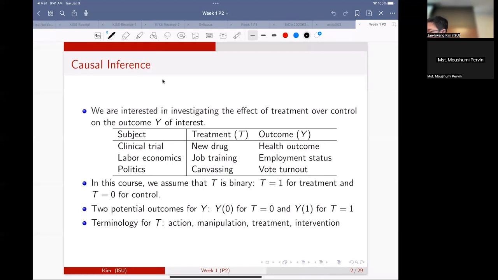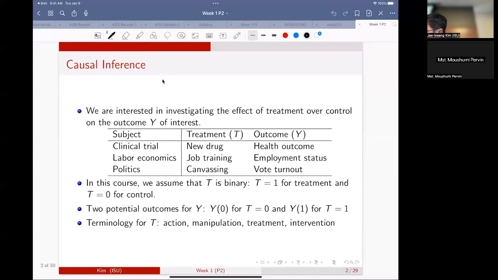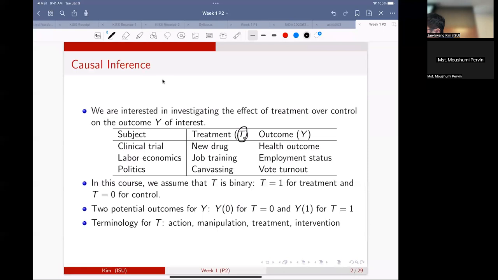In causal inference, you are interested in investigating the effect of treatment over control on the outcome y of interest. So these are the examples. Suppose we develop a new drug. Then we are interested in the effect: what is the effect of the treatment on the health outcome? So then we need to compare.